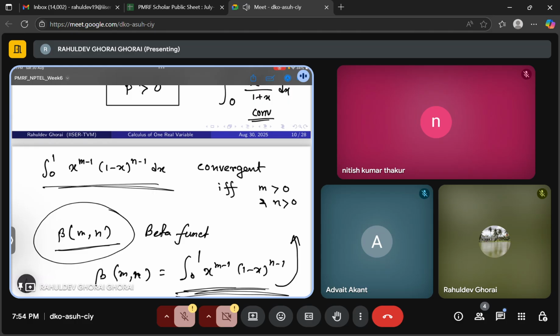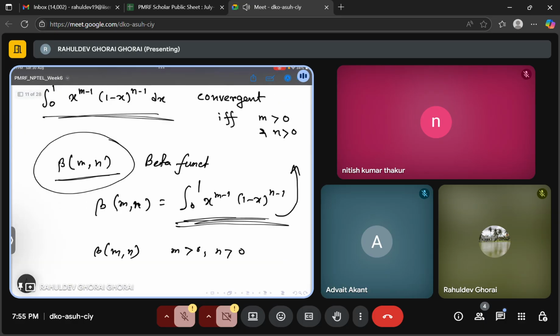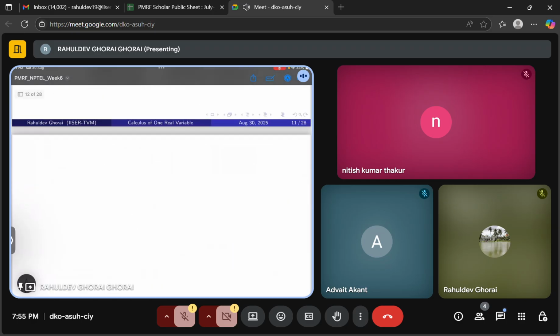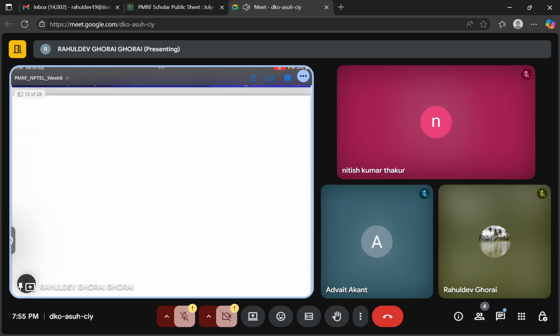You will see this has a singularity at x equal to 1 when n is less than 1 and m is strictly greater than 0. When m is less than 1 and n is greater than 1, it has a singularity at x equal to 0. Even when m is less than 1 and n is less than 1, it has singularity at both 0 and 1, right? That is the thing I wanted to say, but you can check it easily if you try it at home. Otherwise I will do it in the next class maybe. It's just a little bit of calculation, nothing else.